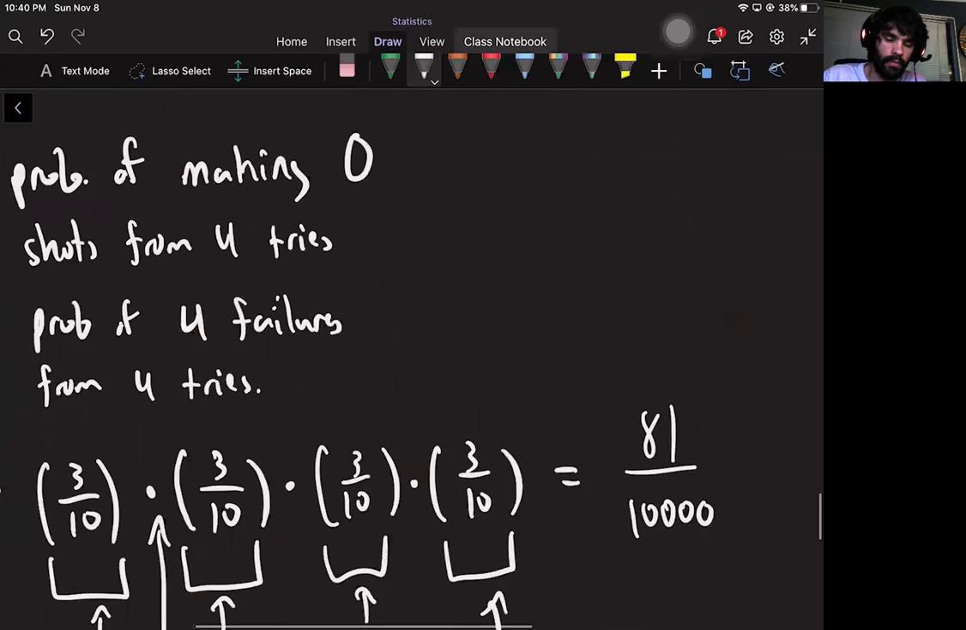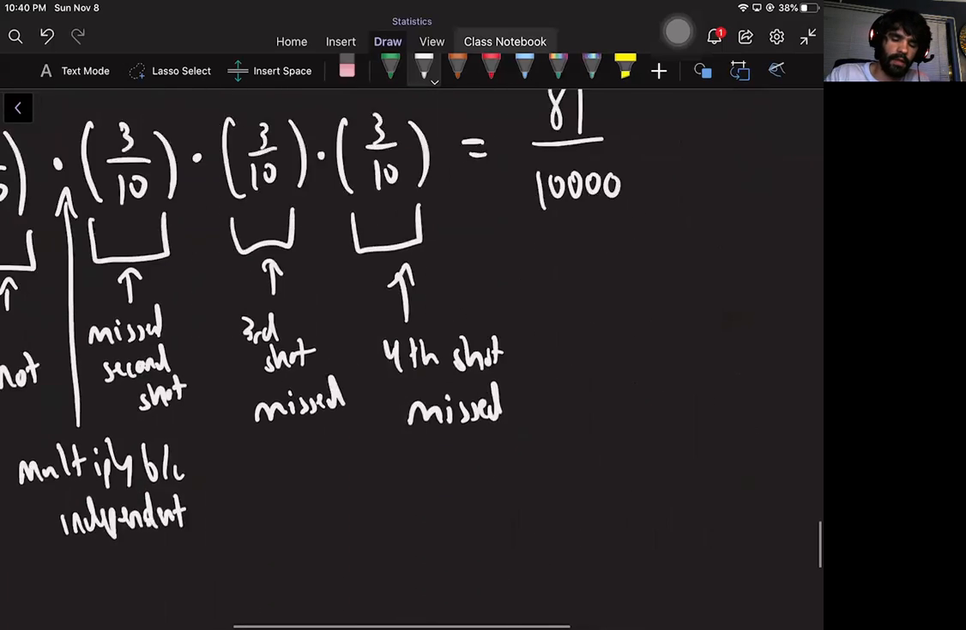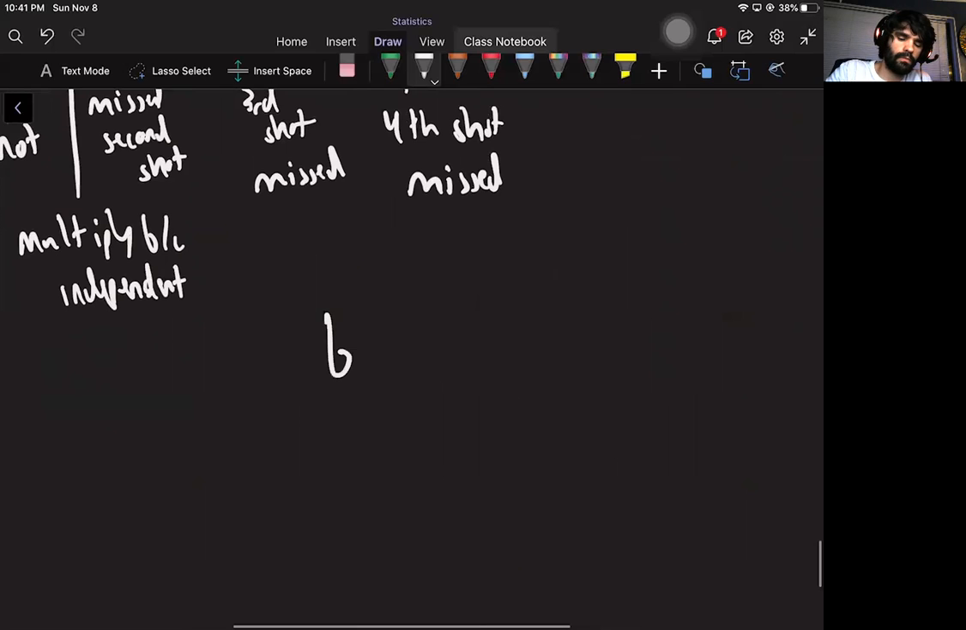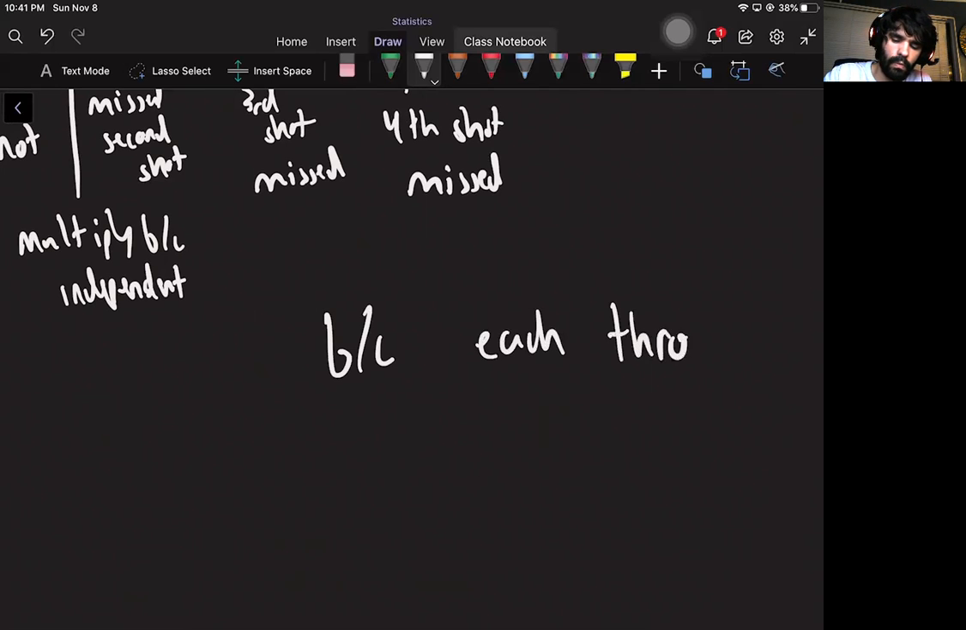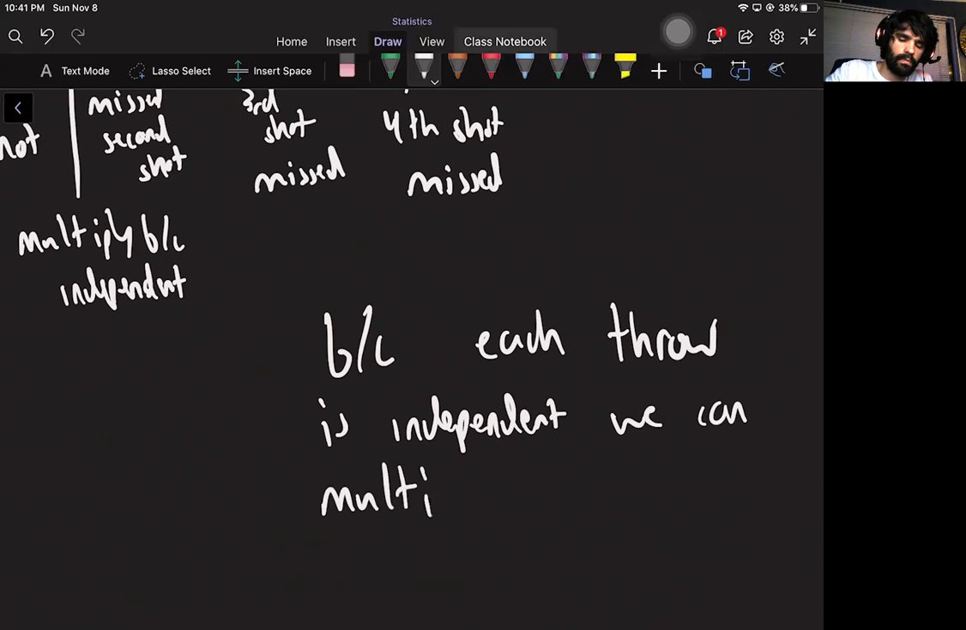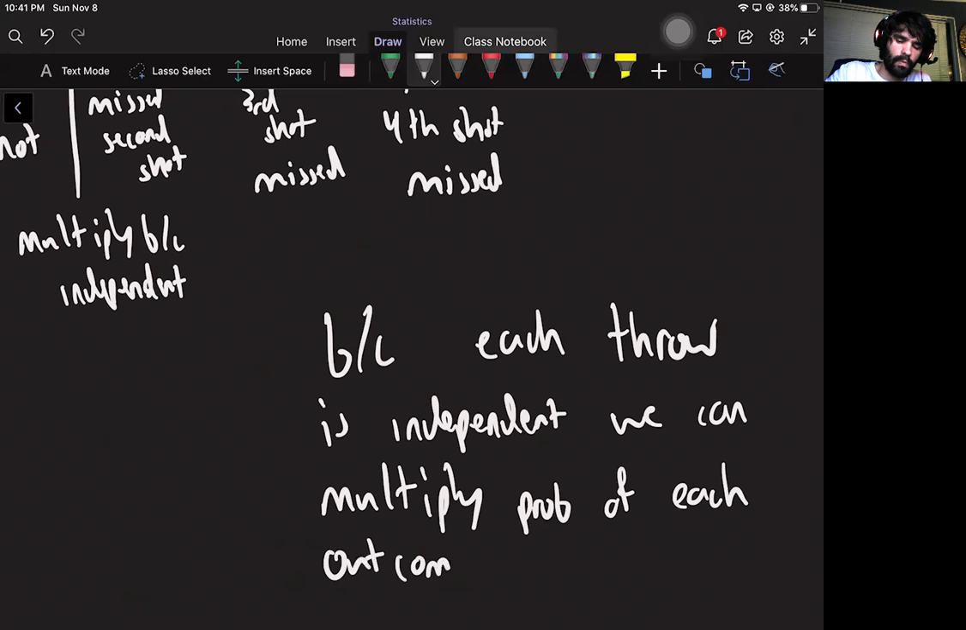Right, so let me just one more time explain. The reason we can do this is because each throw is independent of the previous one. So we can multiply probabilities of each outcome. And in this case, each outcome is 4 fails.